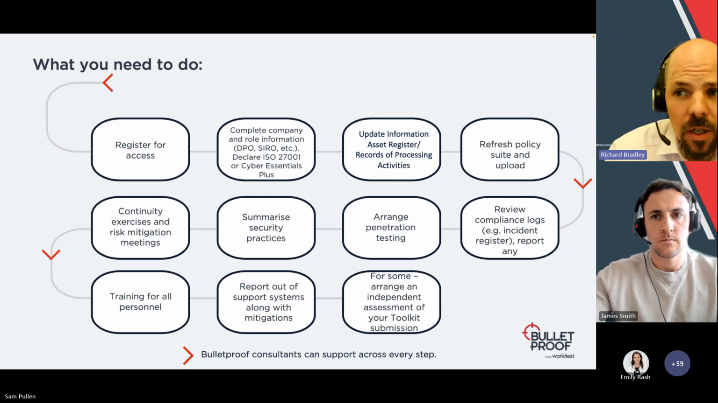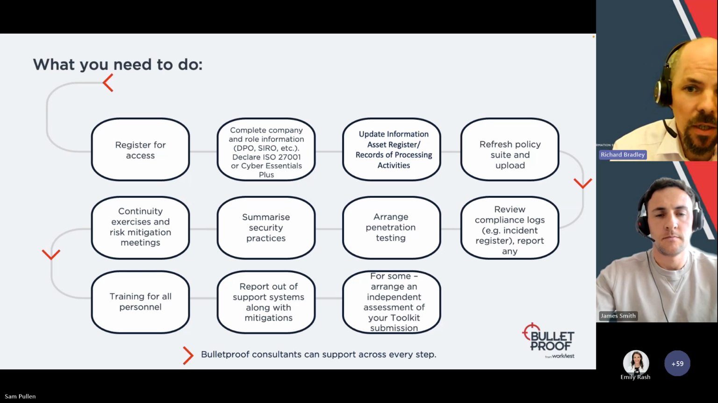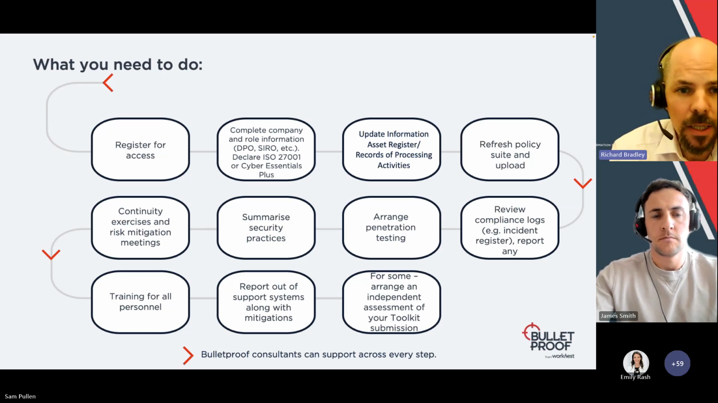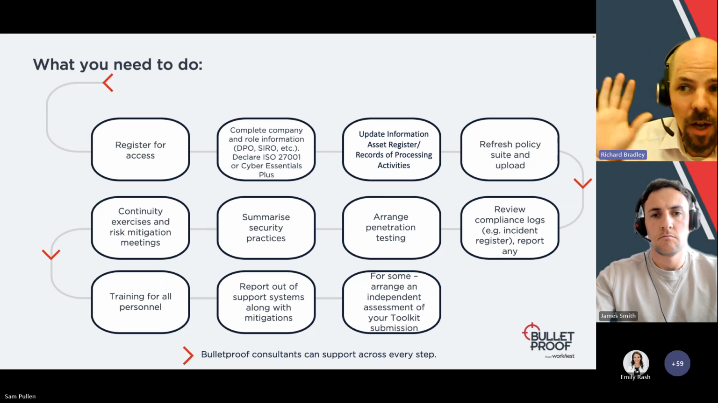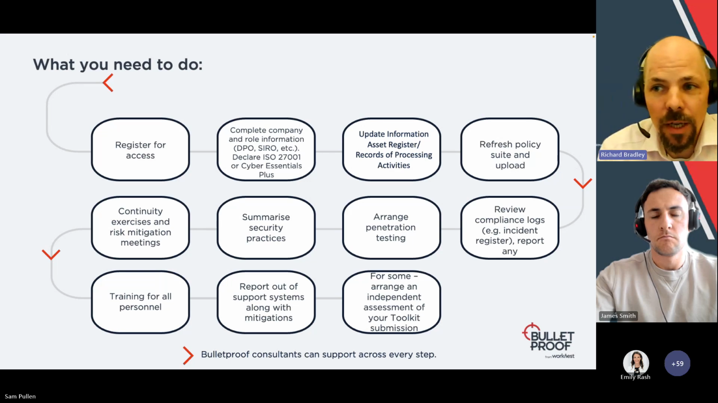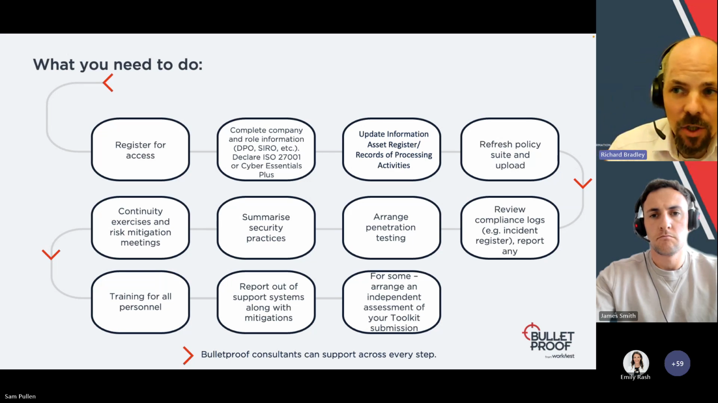Summarize the security practices. So this is back to those questions of multi-factor authentication, password standards, single sign-on, and the like. The continuity exercise and risk mitigation meetings. Now, these have to happen every year, and you literally have to get together. It could be online or it could be in person, and you even need signed attendance sheets for these, which they do ask either are uploaded or a location of where those sheets can be found. Digital is acceptable, of course.